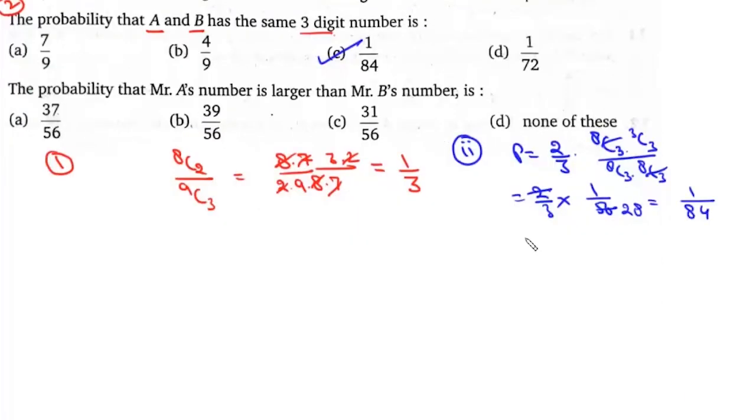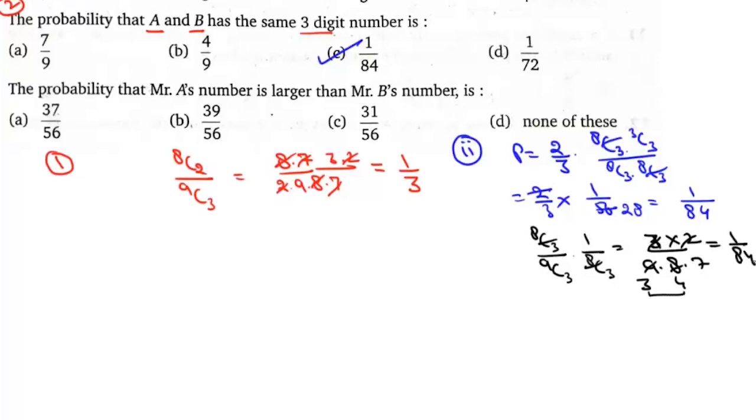Another way of doing it can be, for Mr. A, he must choose any one out of 8. So it will be 8C3 divided by 9C3, and B must choose any one, so it will be 1 upon 8C3. Now this will cancel. So it is 1, and this is 9, 8, 7. This is 3 into 2. Now this is 3, this is 4. 12. 12 into 7 is 84, so 1 by 84.